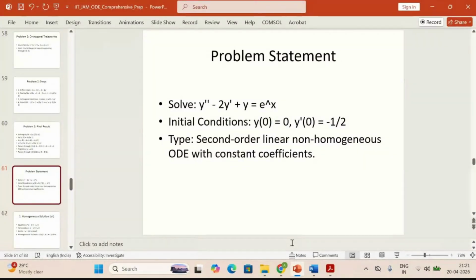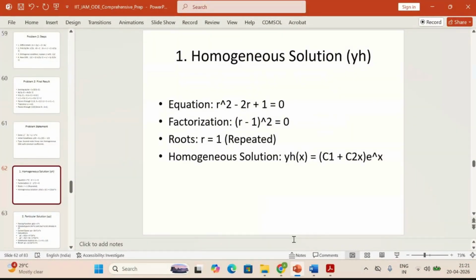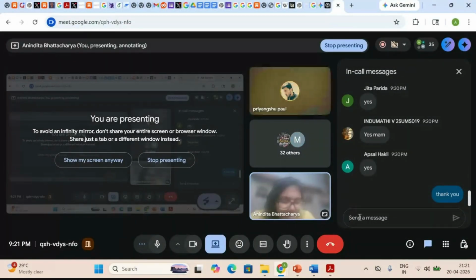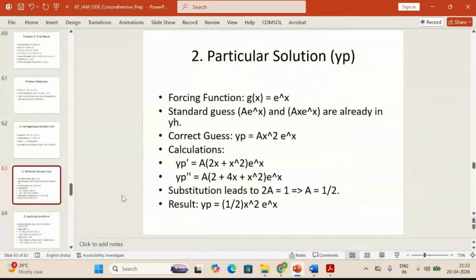Minus x by 2 into e to the power x. Let me see the solution. What is your solution? Could you write it? Yeah, the particular one using this IVP. Is it minus x by 2 into e to the power x? The general solution, minus x by 2 e to the power x. Yes, the particular one. It is not minus, it is half x squared e to the power x. Yes, correct, that's correct.